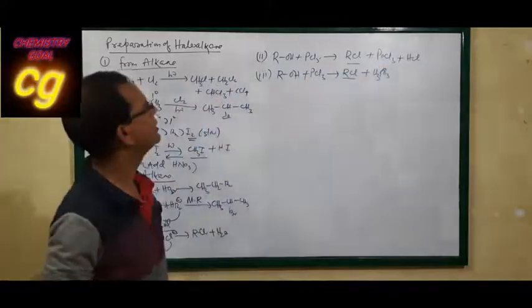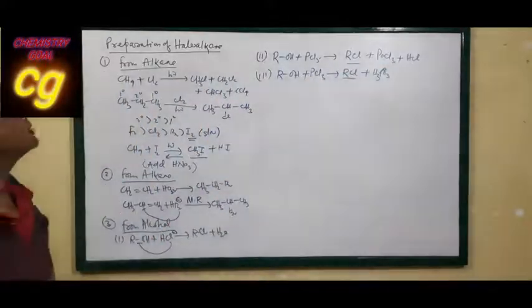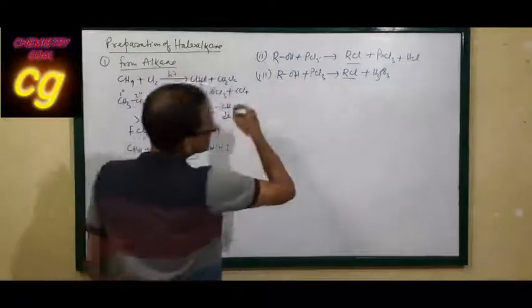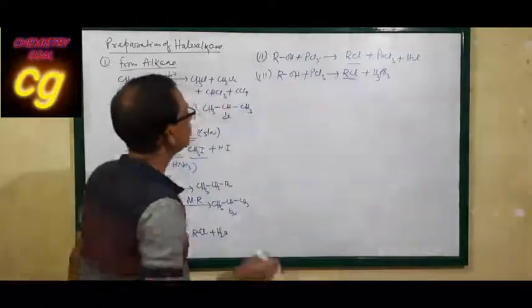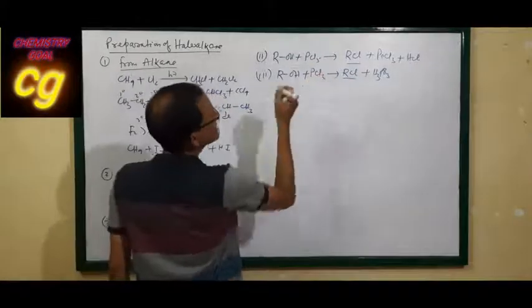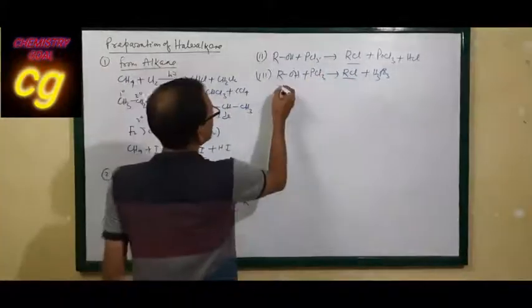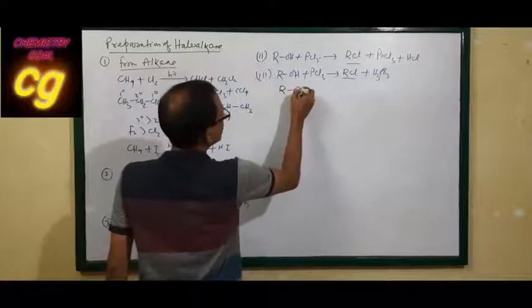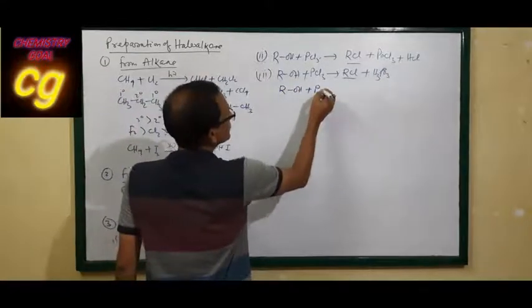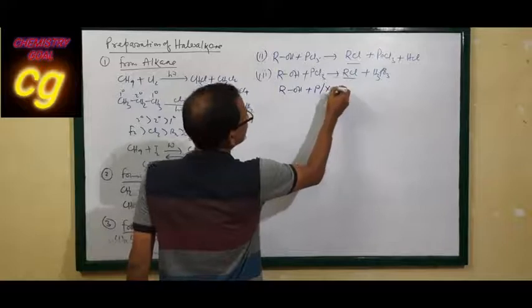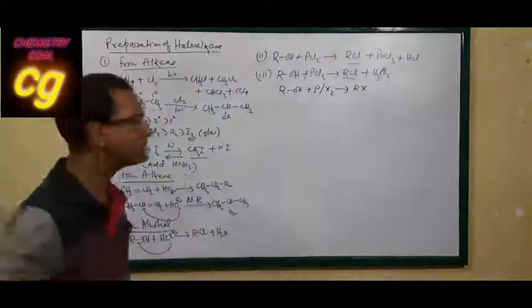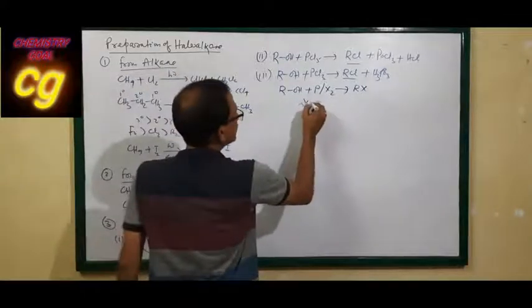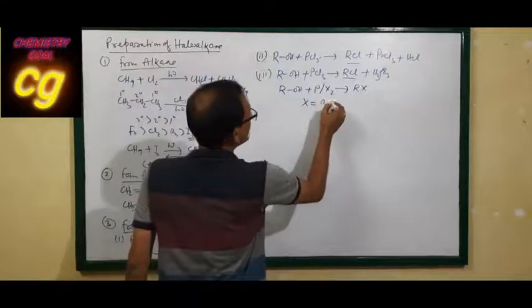Here one important thing is, if you want to prepare bromoalkane or iodoalkane, instead of PCl5 or PCl3 you have to use ROH plus phosphorus and X2 to produce RX. Here what is the X? X is bromine or iodine.